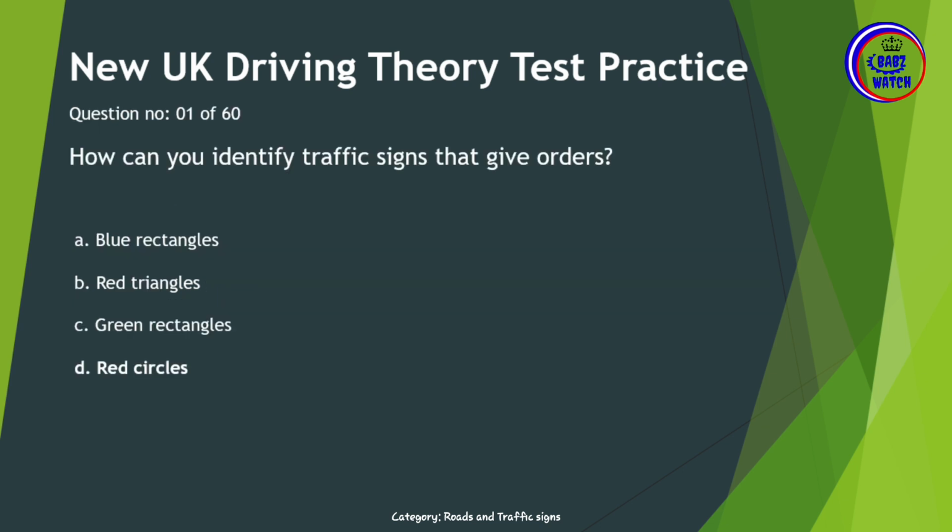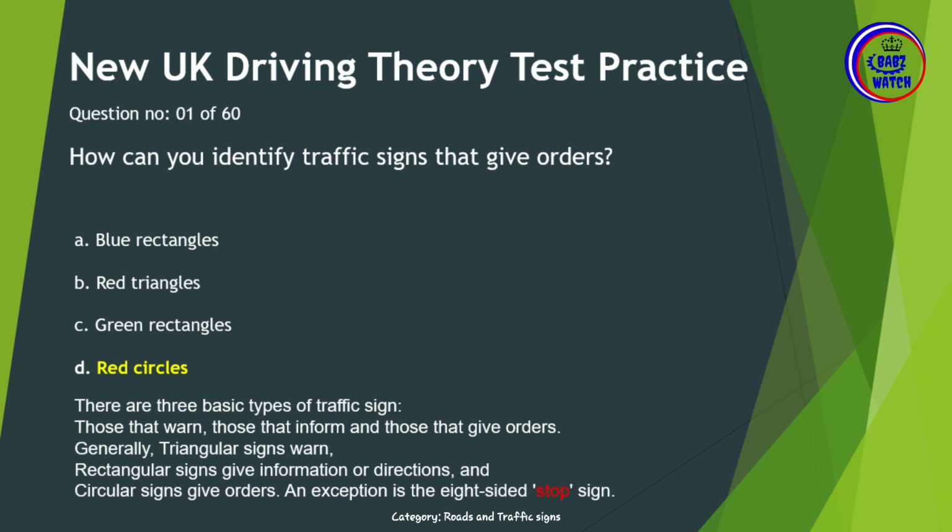Question 1 of 60. How can you identify traffic signs that give orders? A. Blue rectangles. B. Red triangles. C. Green rectangles. D. Red circles. The correct answer is D. Red circles. Explanation. There are three basic types of traffic sign: those that warn, those that inform, and those that give orders. Generally, triangular signs warn, rectangular signs give information or directions, and circular signs give orders. An exception is the 8-sided stop sign.